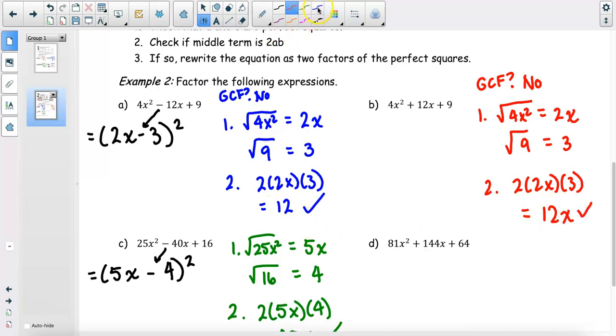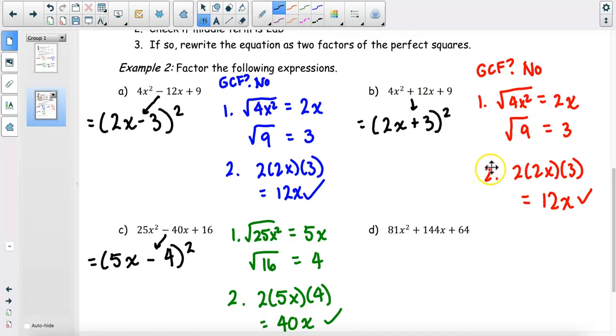Oh, and sorry about that. I made a small mistake over here. This is actually 12x, which again is that middle term. Same thing here. This is 12x, which is the middle term. So we can write this one as the nice shortcut of 2x. Now, since the sign in front of the middle term is a positive, we're going to write the positive and then the other factor, and that's going to be 2x plus 3. So that just comes down just like that.